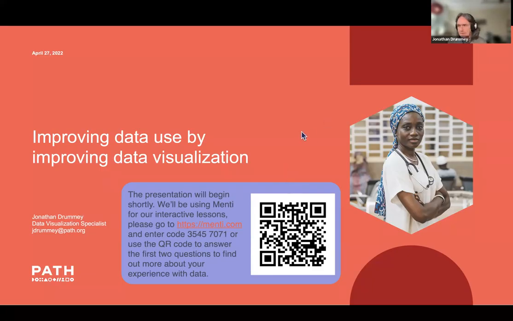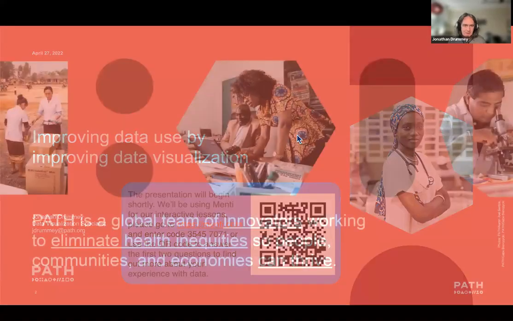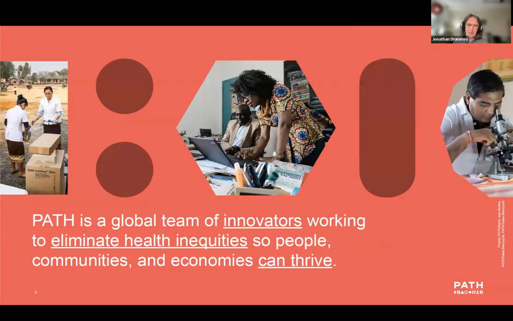While we're doing that, just to talk a little bit about PATH, we are an NGO with about 1,500 staff working in 40-odd different countries to eliminate health inequities. About 60% of our staff is in the countries that we're serving and about 40% in the US. And we work in vaccines, drug development, device development, and health system strengthening, which is what we'll be talking about today in terms of effective use of data.